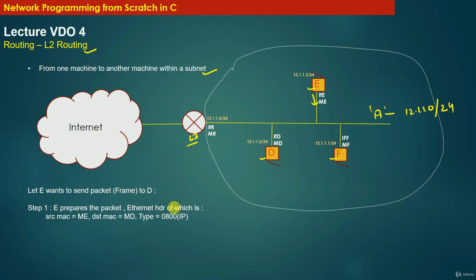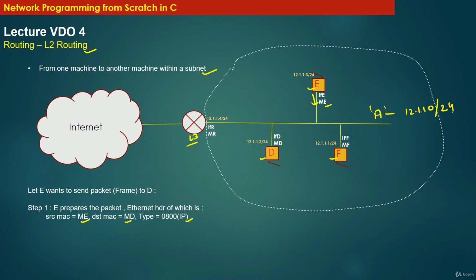The Ethernet header contents of this packet should be like this. The source MAC address should be ME, that is the MAC address of the IFE interface of machine E. The destination MAC address should be the MAC address of the IFD interface of machine D. And the type field in the Ethernet header should be 0800. It means that the network layer protocol will be the IPv4 protocol.